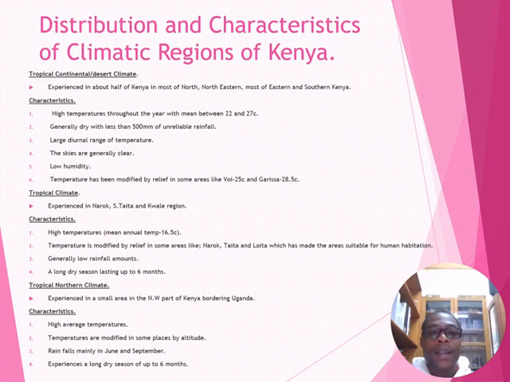The next climate region is modified equatorial climate. It is experienced around the coastal and the lake basin regions. The following are characteristics of modified equatorial climate. High temperatures throughout the year, mean annual about 27 degrees Celsius. Small mean annual temperature range, about 4 degrees.